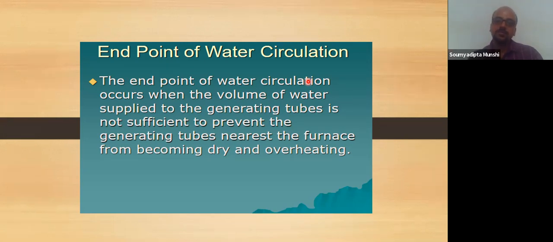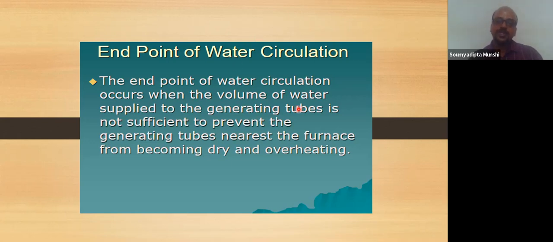So if the end point of water circulation, the end point of combustion, and the end point of moisture carryover are reached, that is called the end point of the boiler. At that time it is not possible to increase the steam generation of the boiler. This is the end point of the boiler.